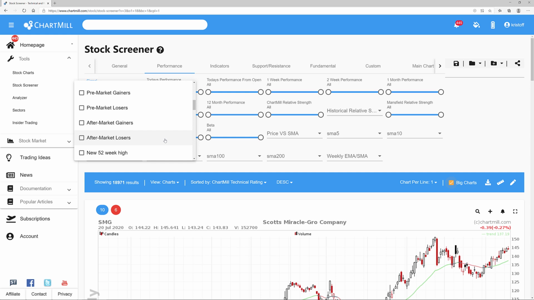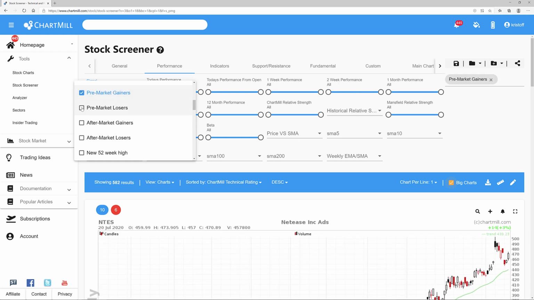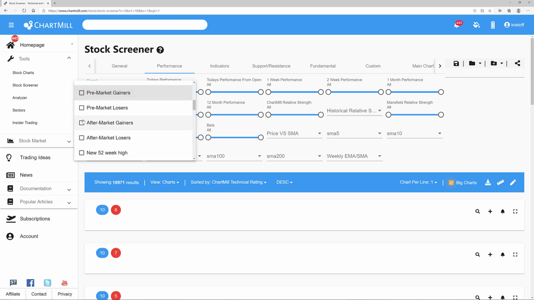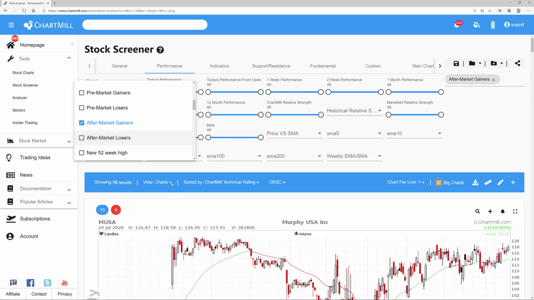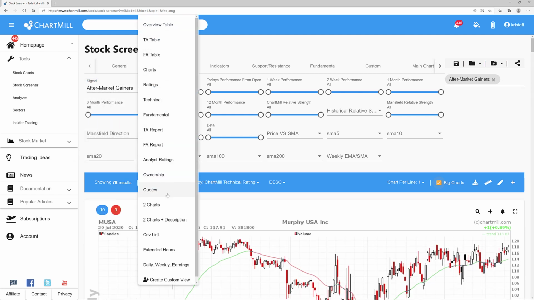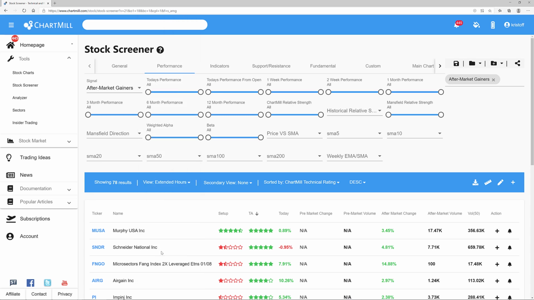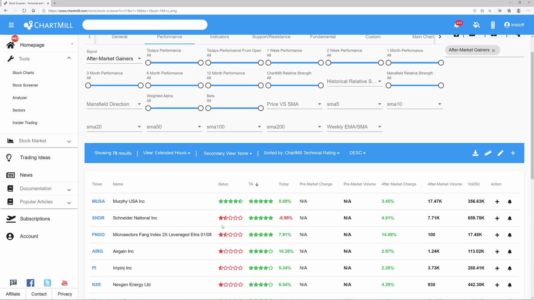until 8 p.m. A total of 4 predefined screens are available: pre-market gainers and pre-market losers, and aftermarket gainers and aftermarket losers. Using the extended hours view, you can see the pre- and aftermarket quotes and volume of the results. Extended hours charts are not available.